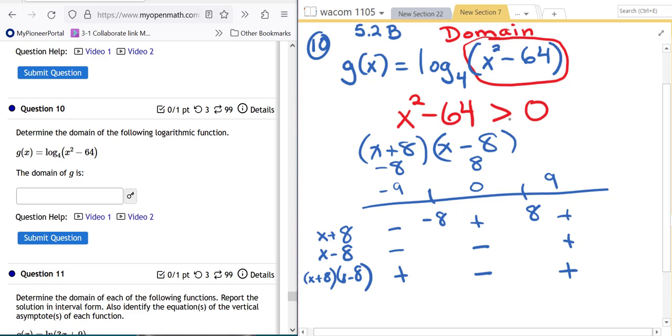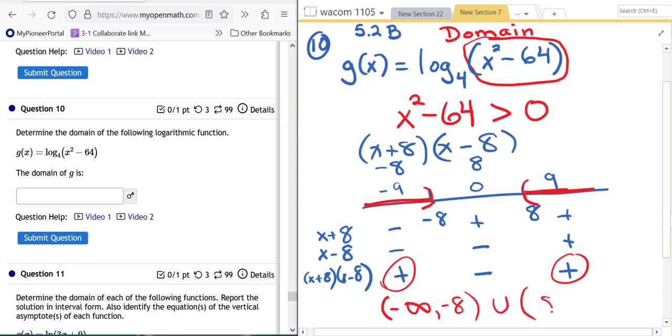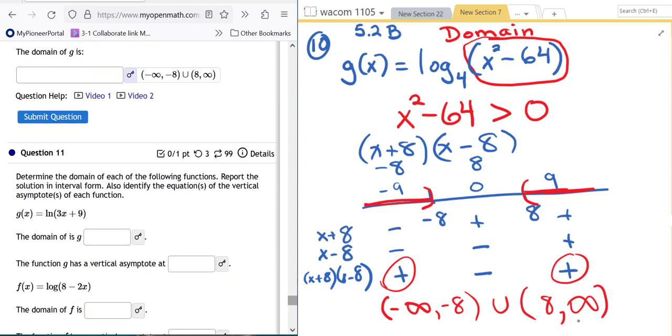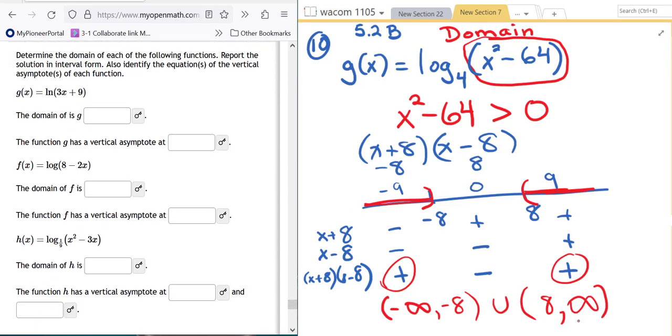Right, and we wanted greater than 0. So we want these two sections. You have to use parentheses because there is no equals underneath. So our answer in interval notation will be -infinity to -8 union 8 to infinity. All right, and one more of those. Well, it's actually like 3 of those, but that's good.